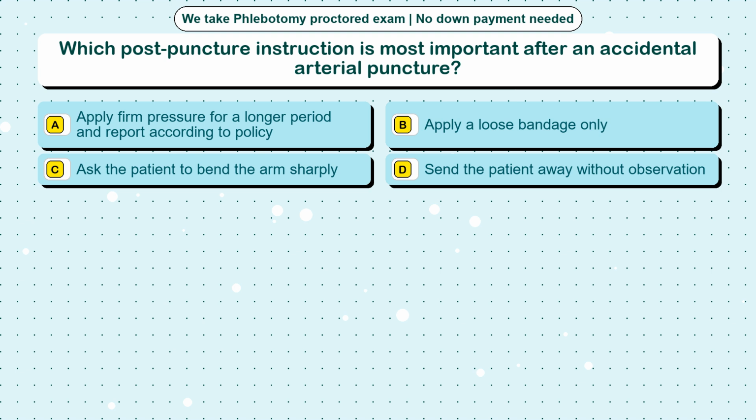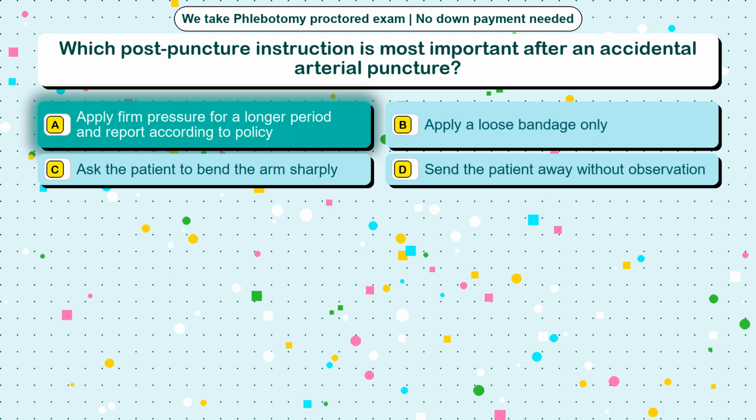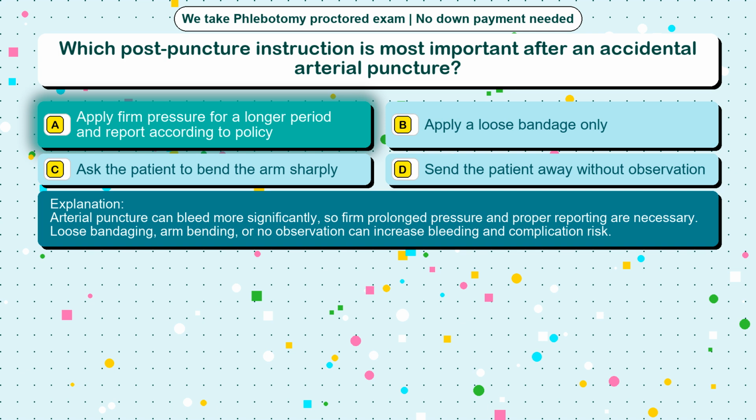Option B. Apply a loose bandage only. Option C. Ask the patient to bend the arm sharply. Option D. Send the patient away without observation. The correct answer is option A. Apply firm pressure for a longer period and report according to policy. Arterial puncture can bleed more significantly, so firm prolonged pressure and proper reporting are necessary. Loose bandaging, arm bending, or no observation can increase bleeding and complication risk.